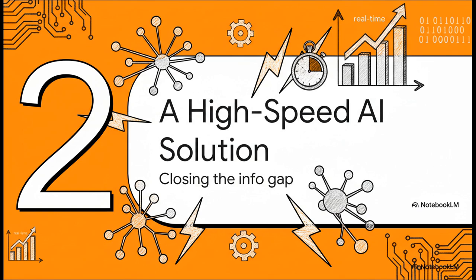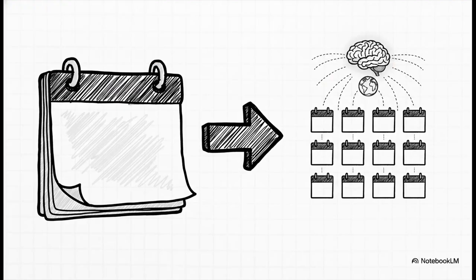Well, this is where a brand new, high-speed AI solution comes into the picture. Researchers have been working on a really powerful machine learning framework to tackle this exact delay. And the core idea is actually pretty simple to grasp, but it's a total game changer. What if, instead of waiting for that slow quarterly report, we could teach a computer to give us a really solid estimate of GDP every single month?